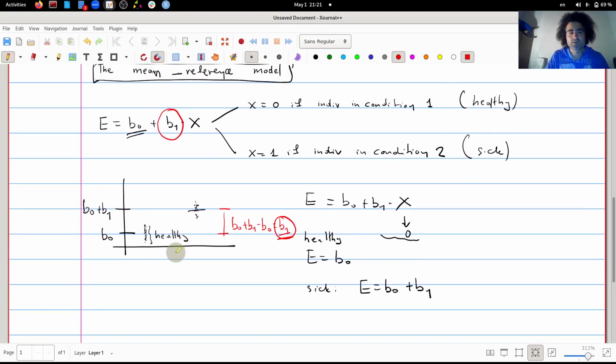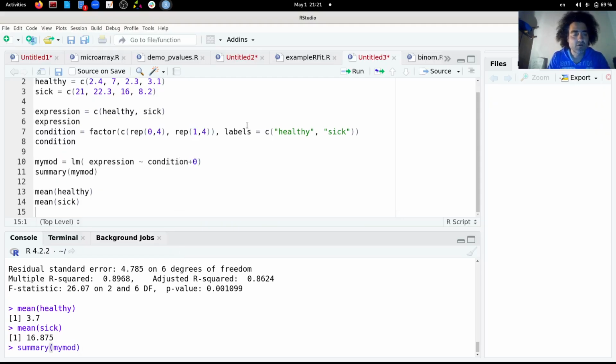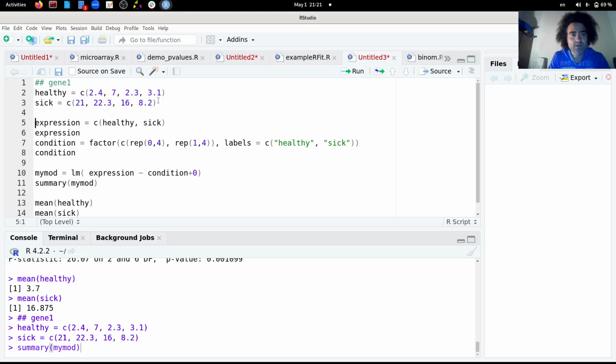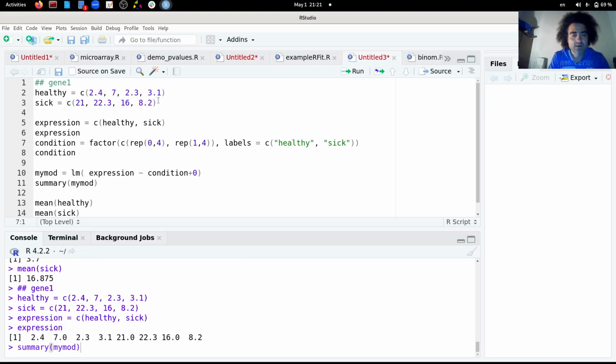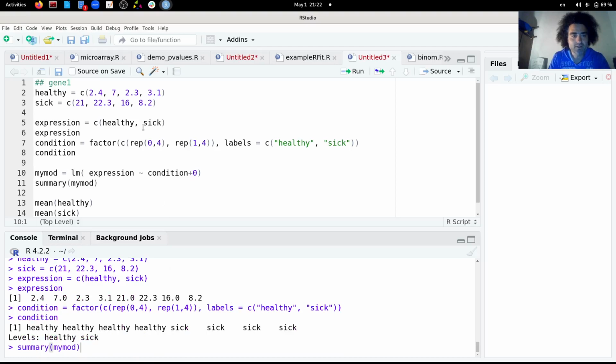Okay, so let's try to go back to R and see how to do that. Again, we have the healthy individuals, the sick individuals, we have the expression vector, and we have the condition labels. So again, it's healthy, healthy, healthy, and sick. And the difference now is, we'll just copy that here. So this will be the mean reference model. The difference is that here we will not put a 0. So we try just to explain the expression as a function of the condition.